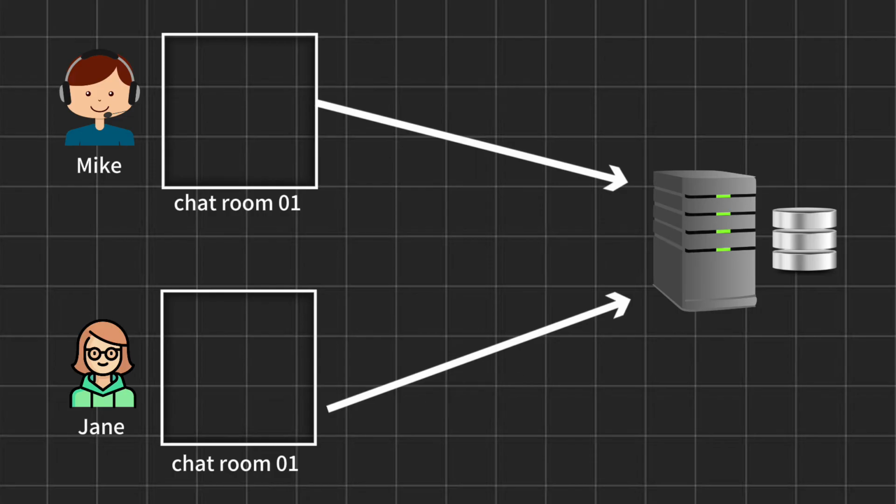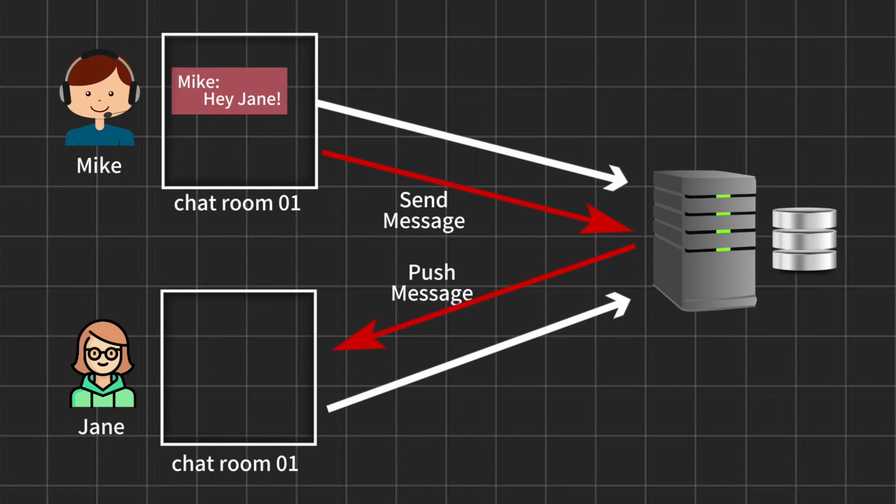Suppose Mike and Jane both join chat room number 01. When Mike wants to greet Jane, he might type, "Hey Jane," and this message is sent from Mike's client to the server, which then pushes it to Jane's client. This way, Jane can see Mike's greeting in real time. WebSocket supports not only real-time message transmission, but also allows full duplex communication, meaning Jane can also send messages to Mike at the same time.